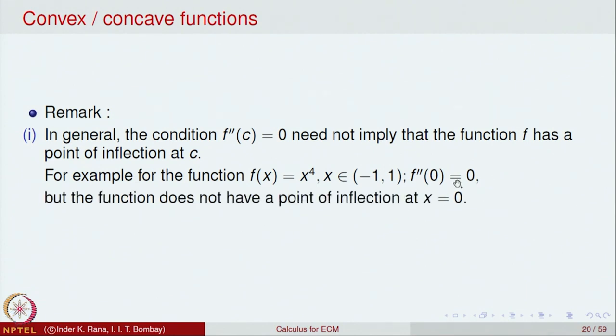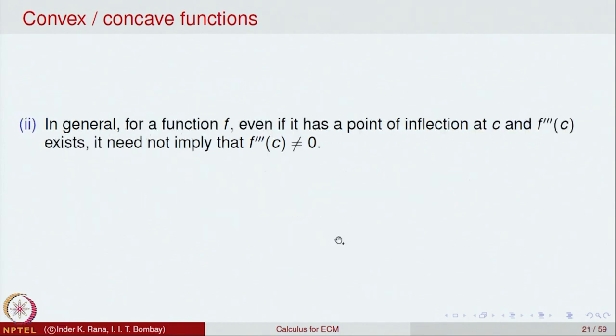Actually, x equal to 0 is a point of absolute minimum for the function f of x equal to x to the power 4. So, the condition that second derivative is equal to 0 is only a necessary condition. It does not say all such points will positively be points of inflection, as this example illustrates. As we said, it is strictly concave up, everywhere concave up.